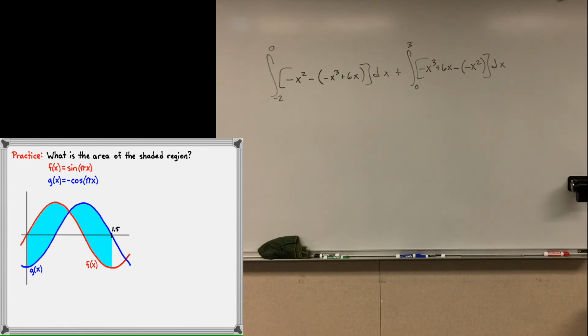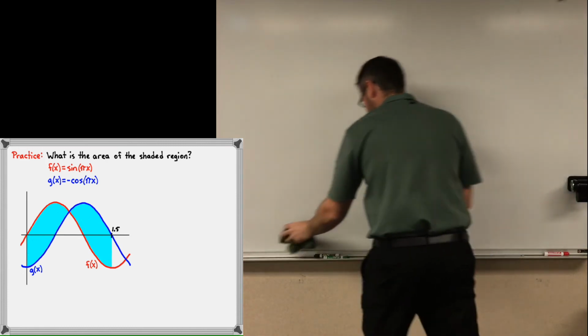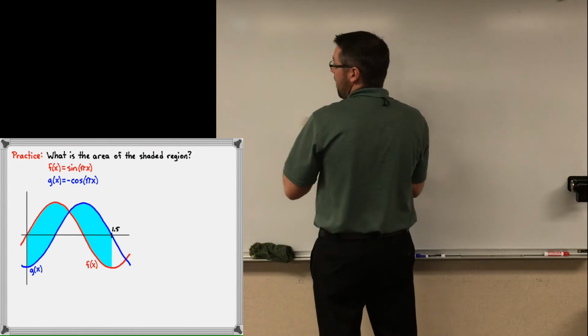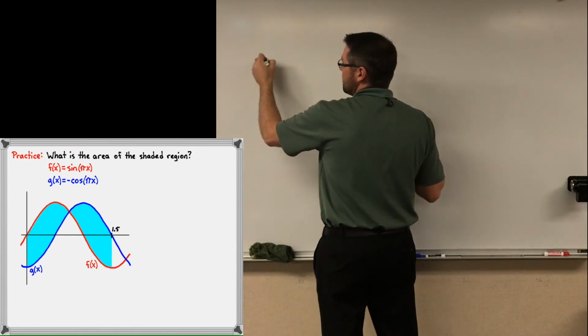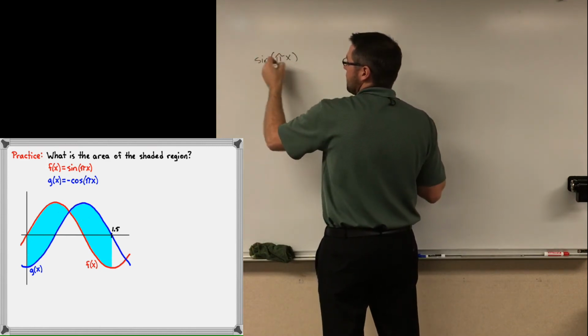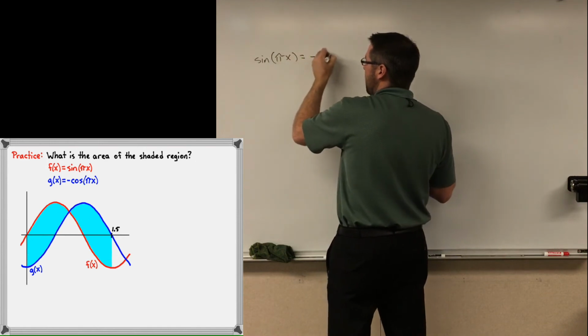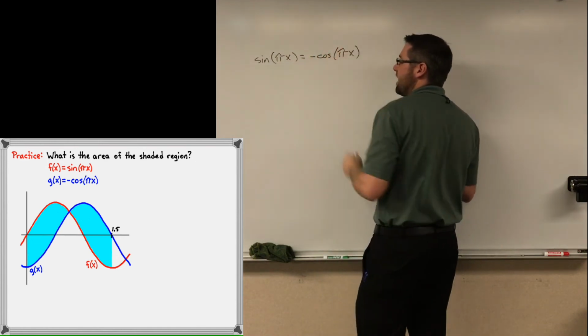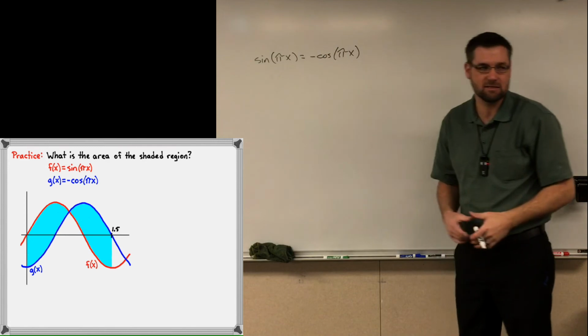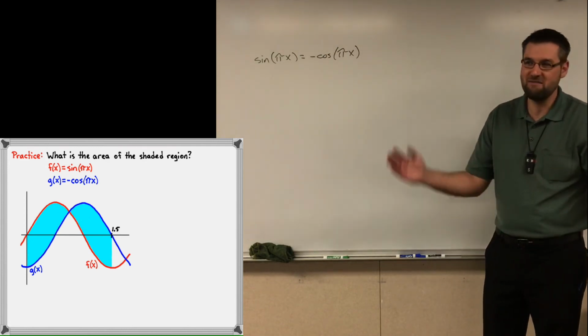Say that one more time? Yeah, it's part of the question. That's why I put a 1.5 there. All right. In order to find the points of intersection, it's going to be sine of pi x equals negative cosine of pi x. Any ideas on how to find x? Just plug in values, see what works.